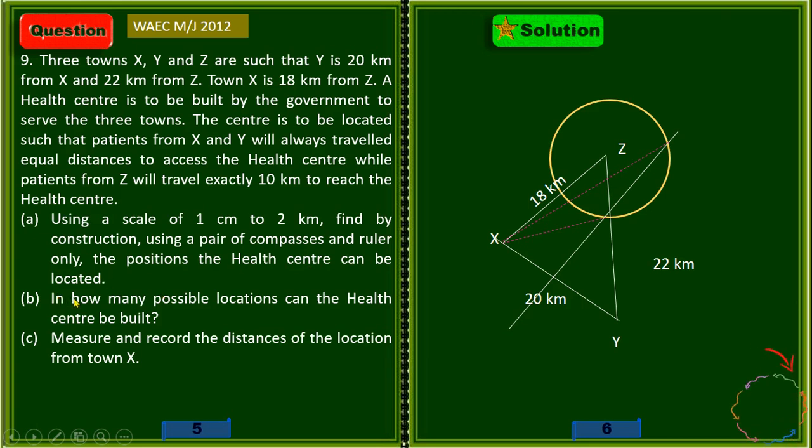B. In how many possible locations can the health center be built? C. Measure and record the distances of the location from the town X.